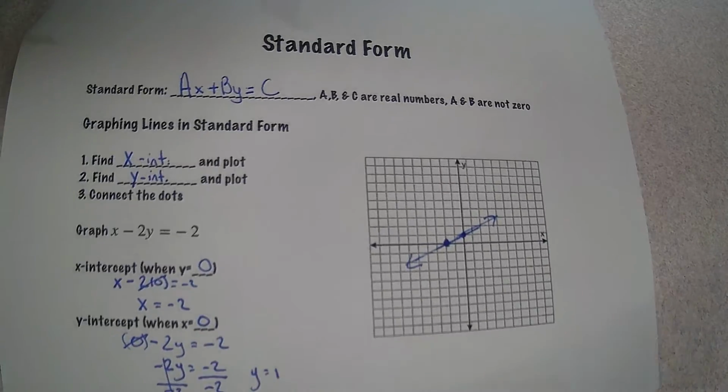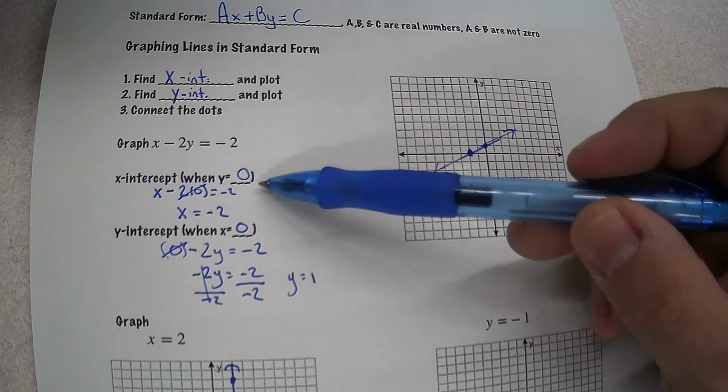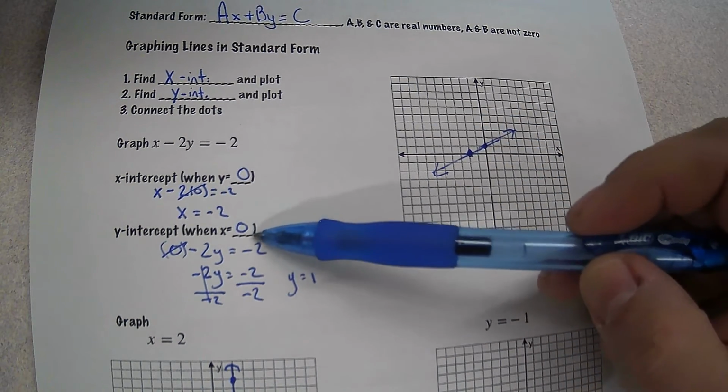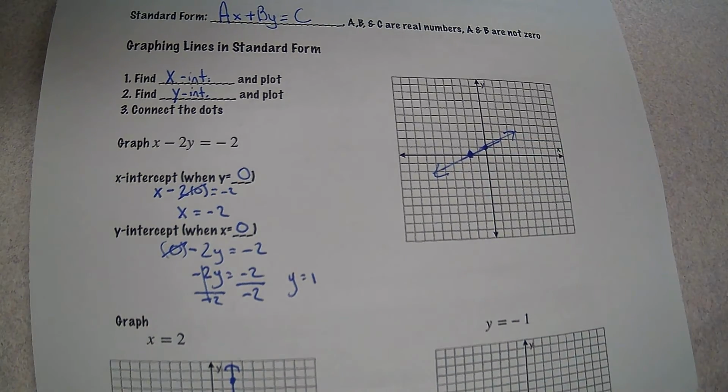So again, when graphing, find the x-intercept. So that's when y is 0, and plot that point. Then find the y-intercept. That's when x equals 0, and plot that point. And then you just connect your 2 points.